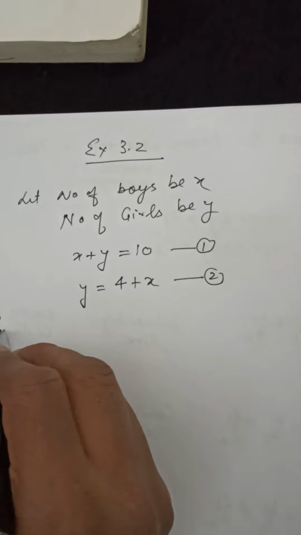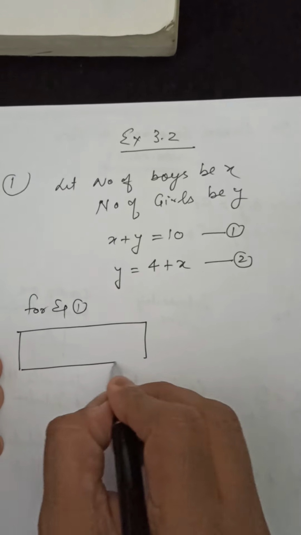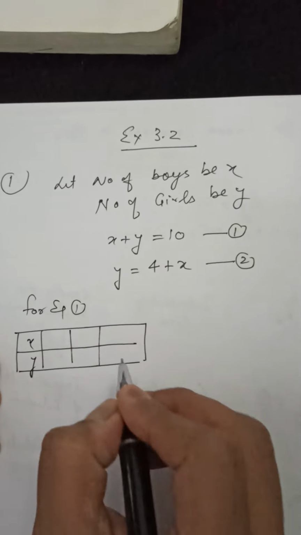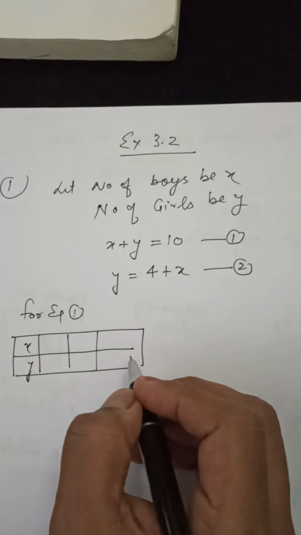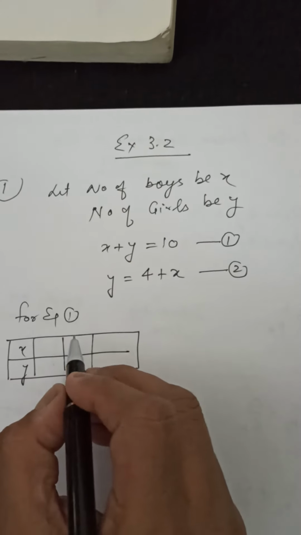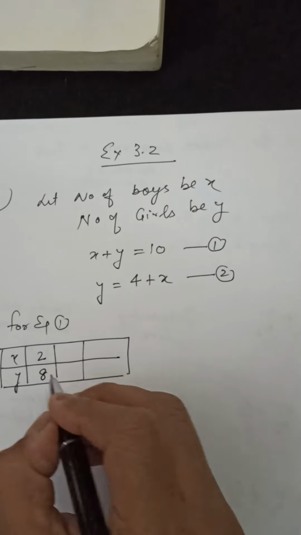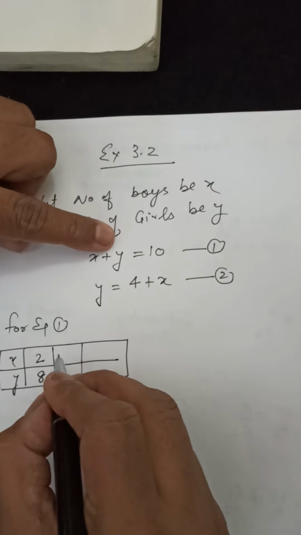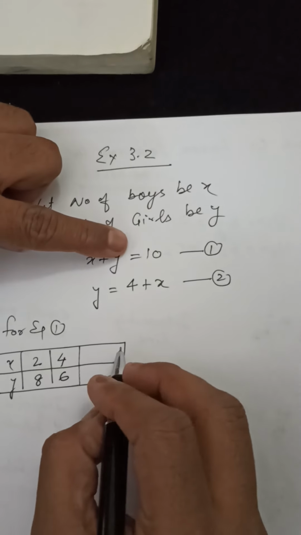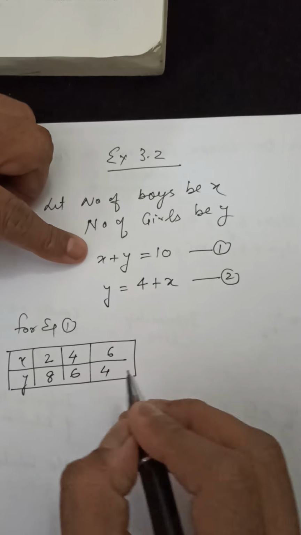So for equation 1, let us draw a table where we find out the coordinates for x and y. Now let us take x value as 2, so the y value comes out as 8. If you take x value as 4, y value comes out as 6. If you take x value as 6, y value comes out as 4.